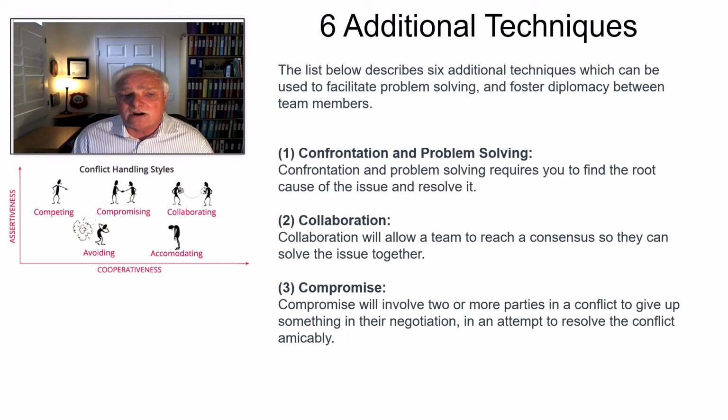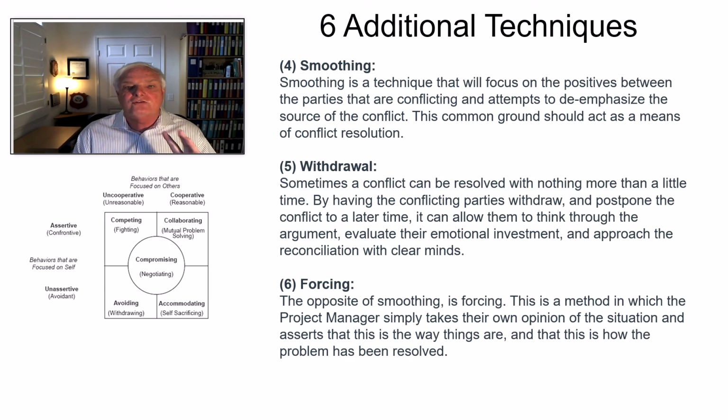And this may require step 3, which is compromise, where somebody's going to have to say, okay, you're right. Let's go down that path. Compromise involves two or more parties in a conflict giving up something in the negotiation in an attempt to resolve the conflict.